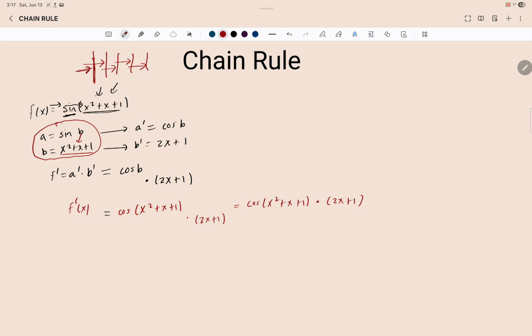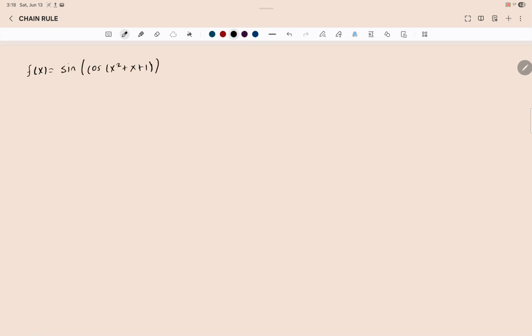Cool. And the reason why I wrote it like this is because when the problem gets longer and more complicated, it allows us to keep track of the derivatives. This is a prime times what? b prime. Okay, so let's see a more complicated example.